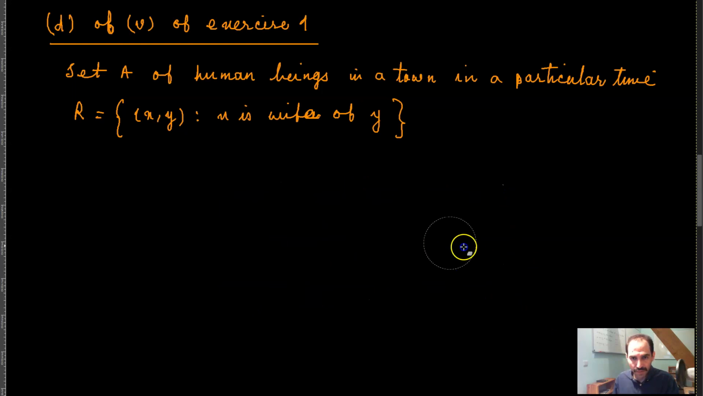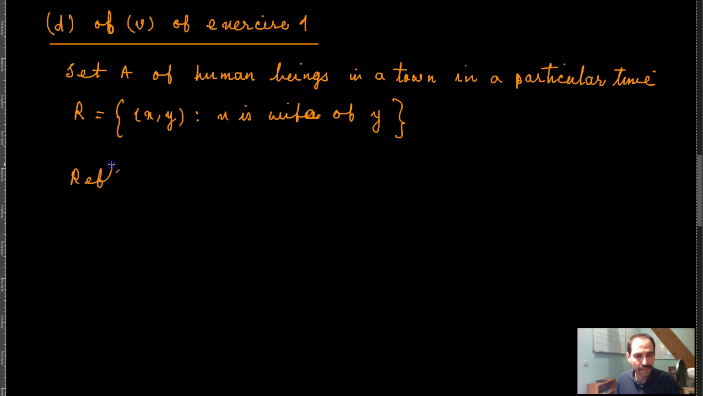So what that means is that you have the set A of human beings in a town at a given time, and R is all the ordered pairs (x, y) such that x is the wife of y. Since we have agreed on the first option, if x is the wife of y, y automatically becomes the husband of x, right?